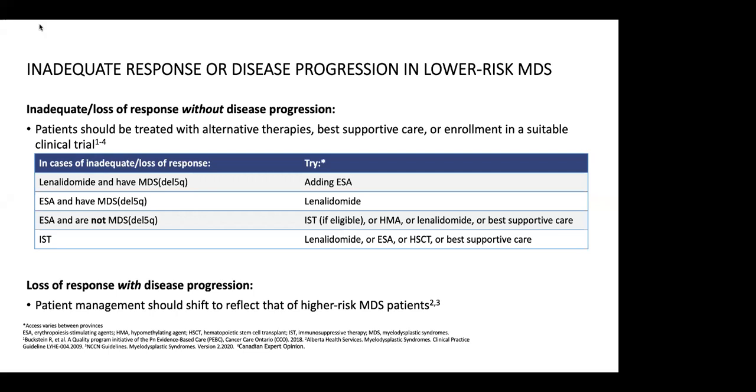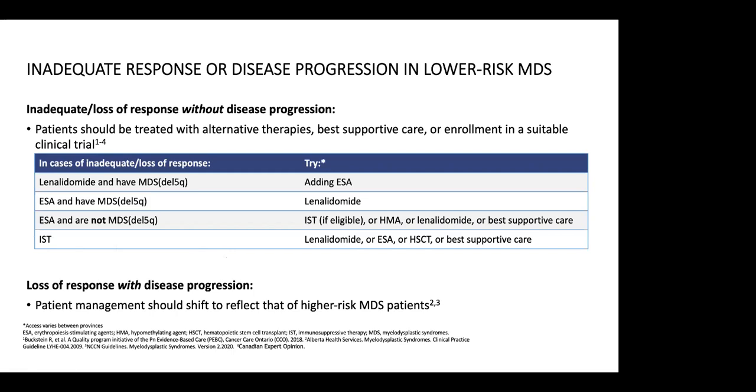So as you see, we can switch between medications. If the patient is on lenalidomide in a del5q, we can add ESA. If they're on ESA, we can add lenalidomide. If they're on ESA but they cannot get lenalidomide because they don't have the del5q, we can try immunosuppressive therapy or HMA, or optimized supportive care. So as you see, we have some options to use.